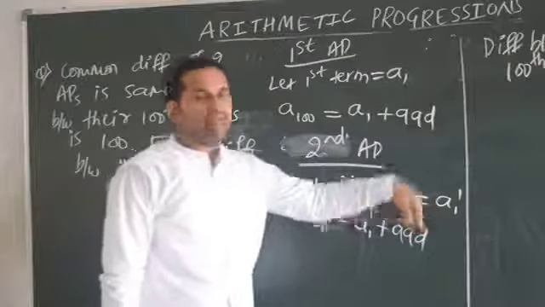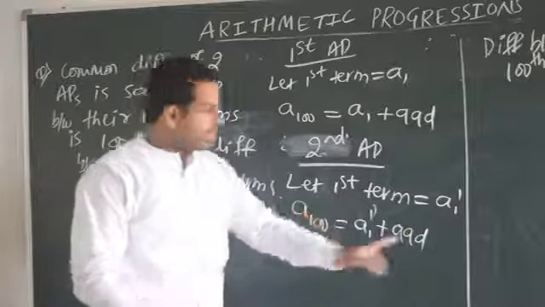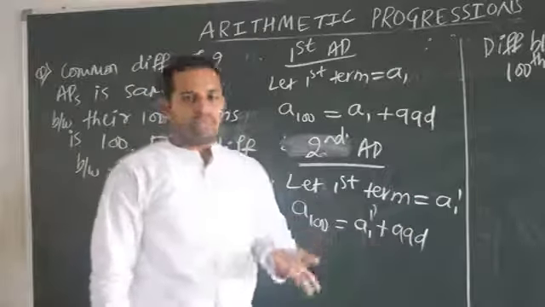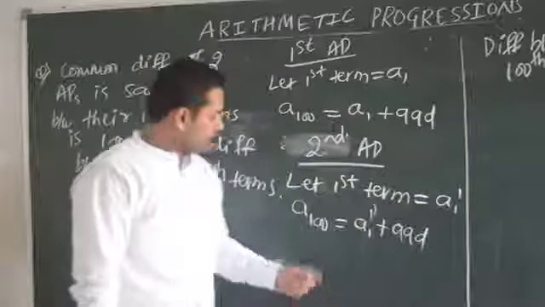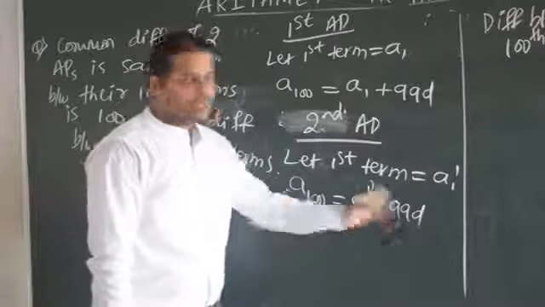Let the first term be a1 dash. I have just taken it like that. I can take a2 also, but a2 will be the second term, so I have taken it as a1 dash. The 100th term will be a1 dash plus 99d.